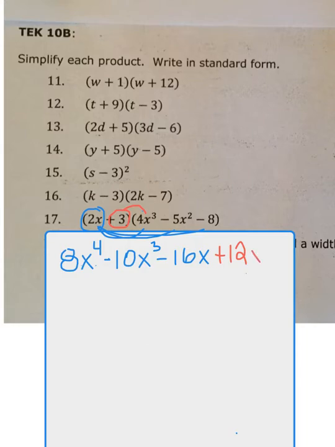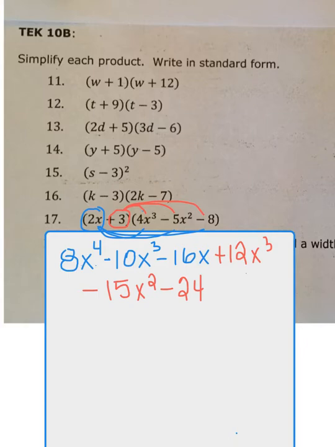And x cubed. Now I'm going to run out of room, so I'm just going to make a second line down here. 3 times negative 5x squared. 3 times negative 5 is negative 15x squared. And then 3 times negative 8 is negative 24. Okay, so I did 2x times everything, and then I did 3 times everything.